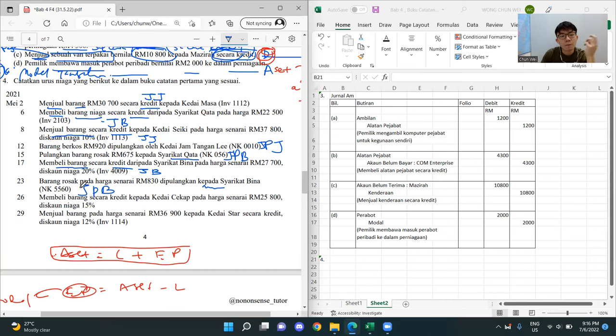Alright, 26. Beli barang niaga secara kredit. Simple. Jurnal belian. Secara kredit. Okay, last one. Menjual barang. Menjual barang secara kredit. So, jurnal jualan.